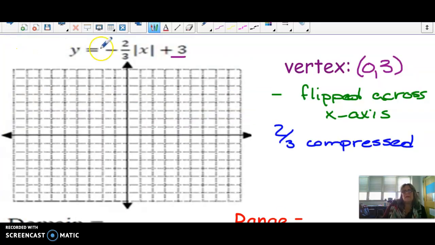For this next one, a couple of things I have to look at. I've got this negative, so that means that it's flipped across my x-axis. I have a steepness of 2/3, so that means it's compressed. I have nothing inside added or subtracted to x, so that means I'm going to start at the point 0, 3. So if I put a point at 0, 3, I'm opening down, so I'm going to go down 2, to the right 3, down 2, to the right 3. Do the same thing on the other side.